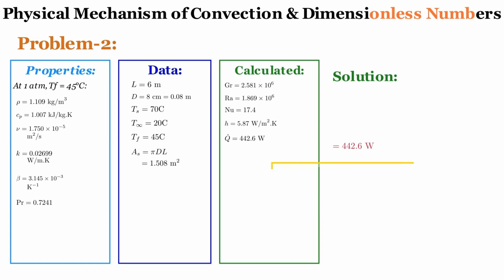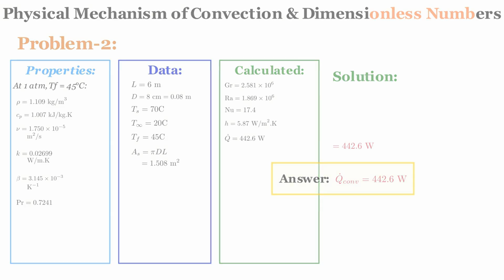Excellent work, everyone. Here's our final answer. The heat loss by natural convection is 442.6 watts. Compare this to example 1. Forced convection gave us over 1,000 watts, but natural convection only gives us about 443 watts. This shows that forced convection is much more effective at heat transfer than natural convection. Great job following along. Now, let's move on to question 3, where we'll explore another interesting scenario.